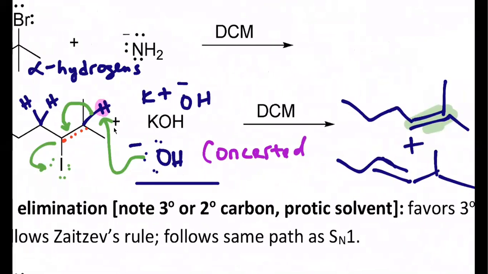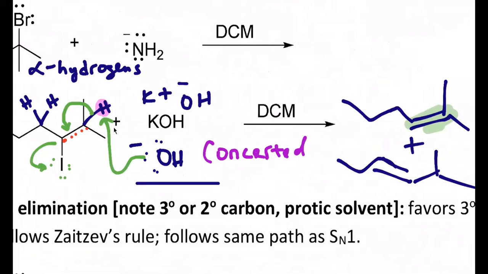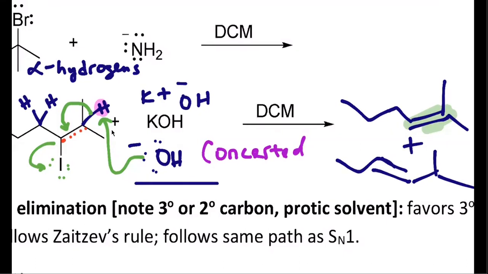Because remember, anytime you eliminate, you are forming a pi bond. So you also have to lose something, right? What do we lose here? The iodine. Okay, you lost iodine, good. And you also lost hydrogen, is that right? Because the hydrogen gets pulled off by the hydroxyl group.